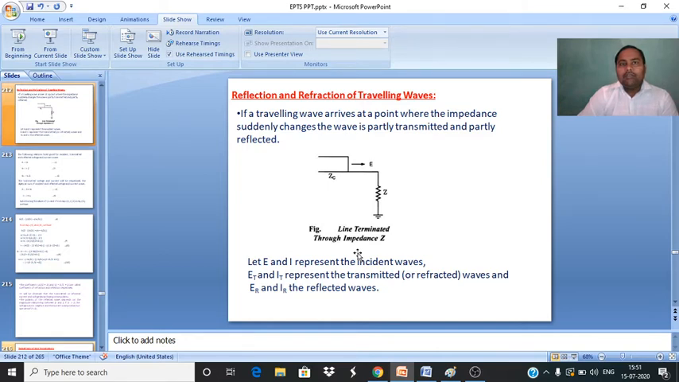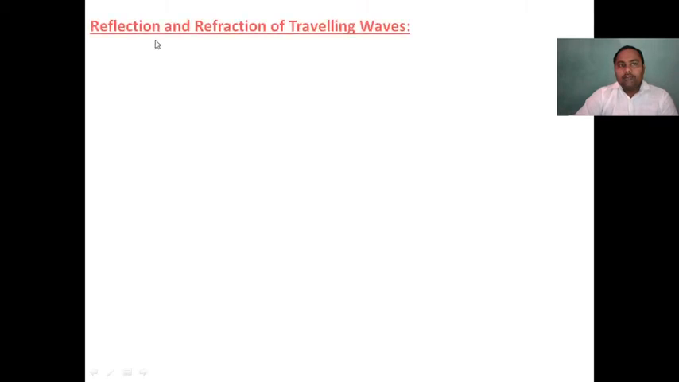We discussed reflection and refraction of traveling waves. So what is meant by reflection? If the wave travels from the sending end to the receiving end and comes back from the receiving end to the sending end, we call it a reflection. If the wave passes from the sending end through the receiving end, that is called refraction of the traveling wave. We can discuss reflection and refraction of traveling waves.